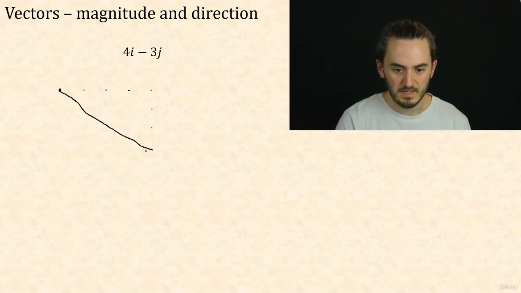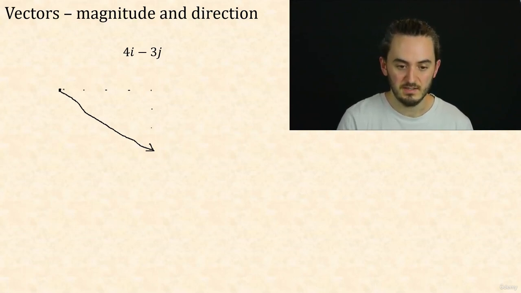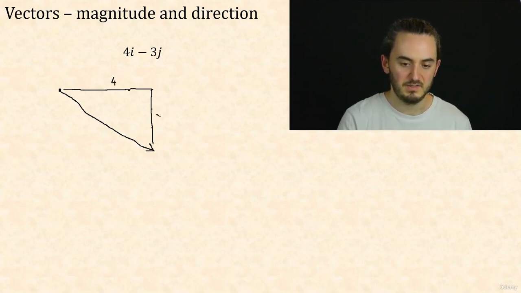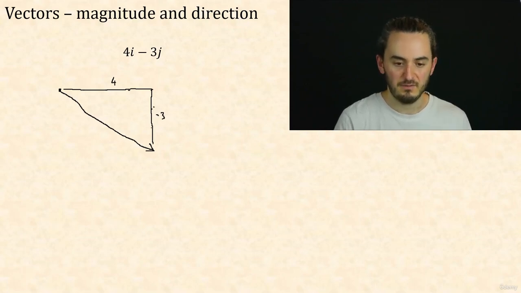Now, could we calculate the magnitude or the length of that vector? Well, actually we can quite easily, because we can see that we have a right angle triangle here. We know it's right angle because the i and j vectors are orthogonal. They're at 90 degrees to each other. That's got a length of 4. And this one, well, okay, it's negative 3 since it goes down, but it's a length of 3.